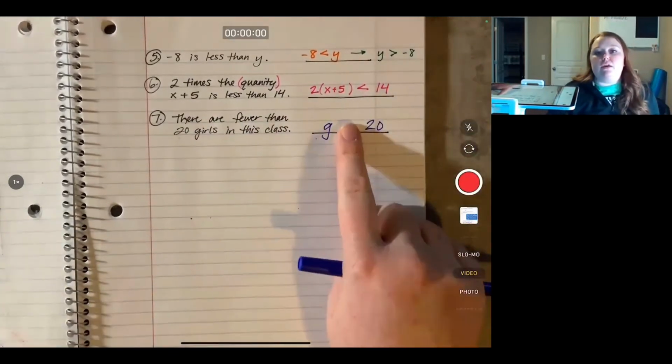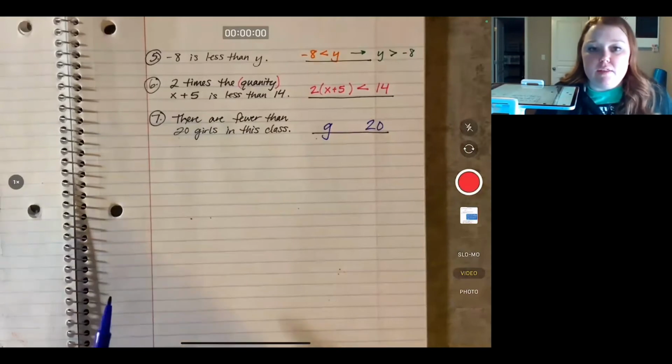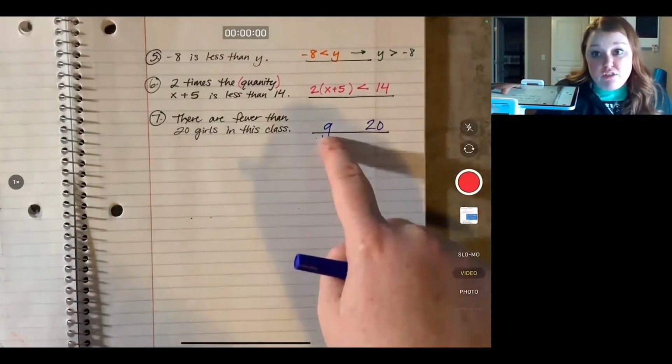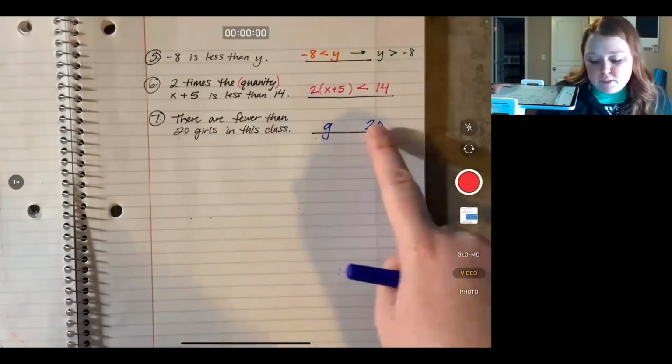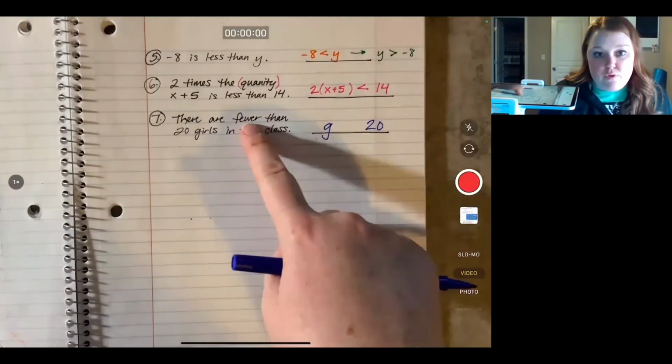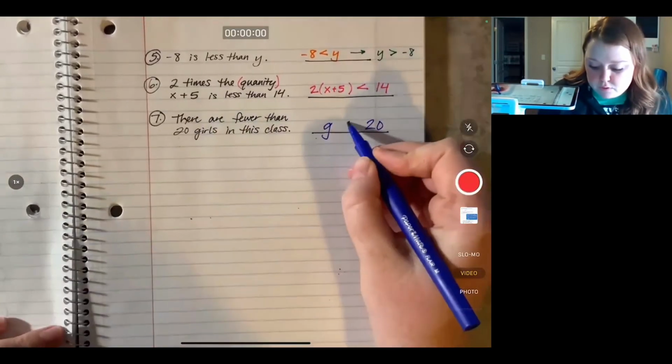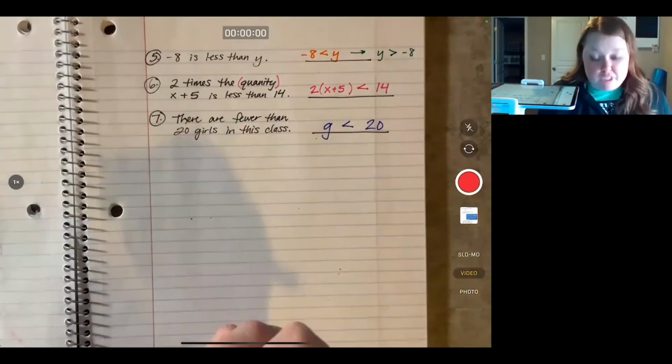Now you've got to pick your symbol, okay? The amount of girls, that's G. The amount of girls is what compared to 20? Well, there are fewer than 20, so the amount of girls is less than 20. That's it, okay?